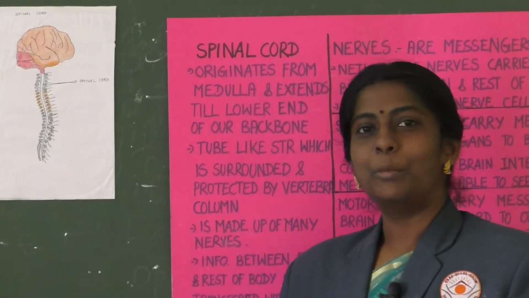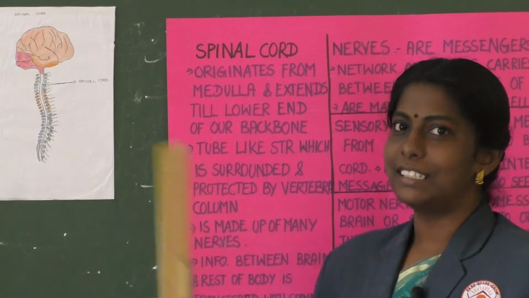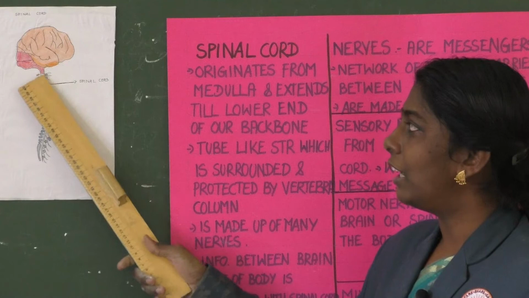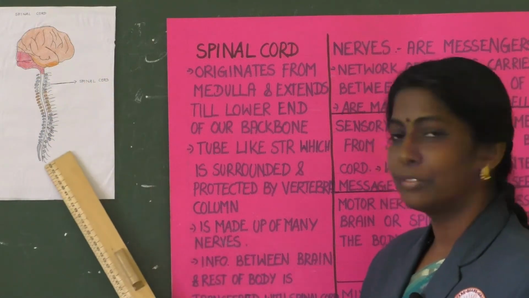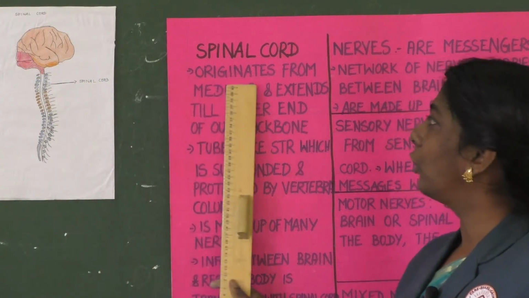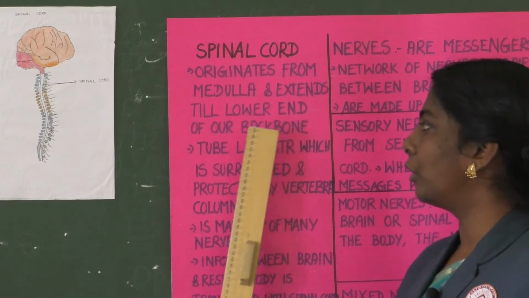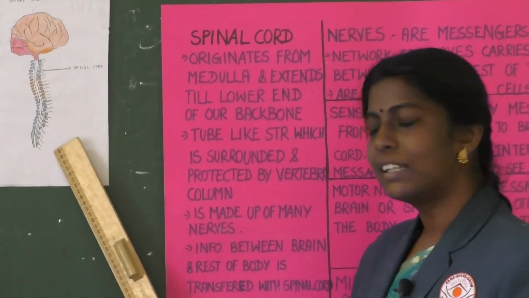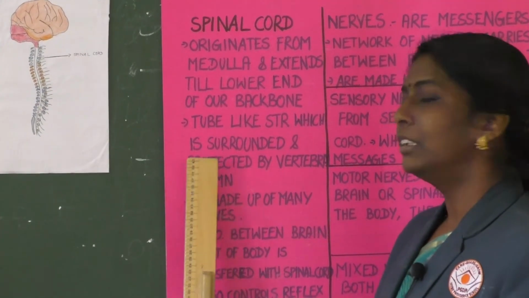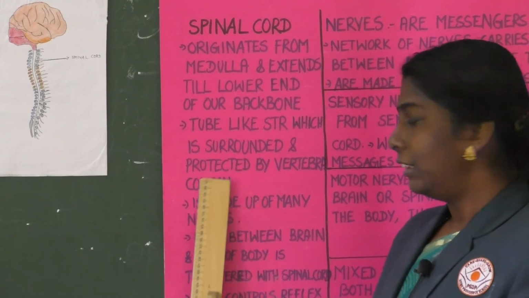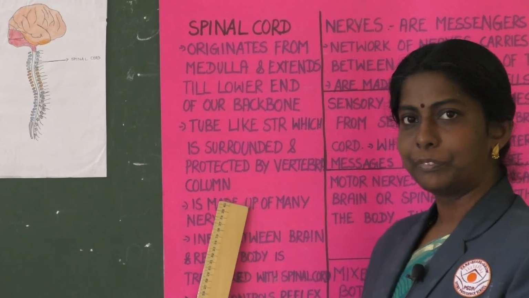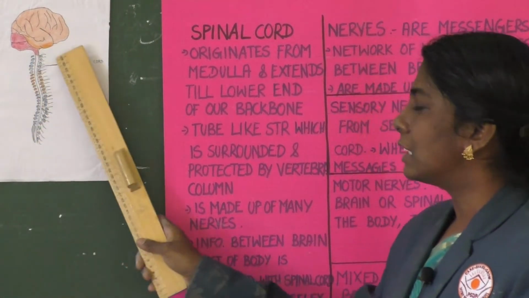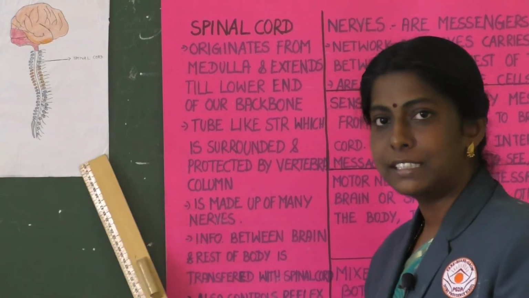Yes children, now the second part of the nervous system, that is the spinal cord. The spinal cord originates from the medulla and extends till the lower end of our backbone. It is a tube-like structure which is surrounded and protected by the vertebral column. The spinal cord is made up of nerves.